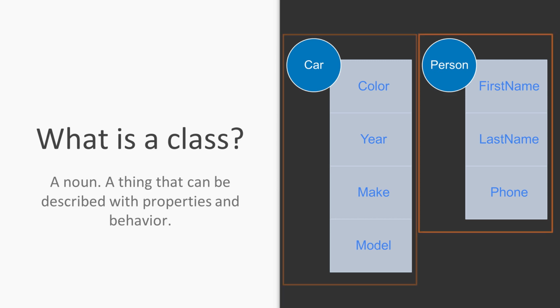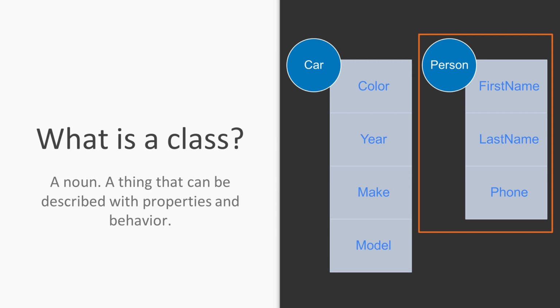Something like that. Similarly, a person also fits this paradigm of a class. A person is a noun. A person has a first name, a last name, and possibly a phone number. Or maybe multiple phone numbers. You can probably think of other examples of classes as well. A dog or a cat, something like that.